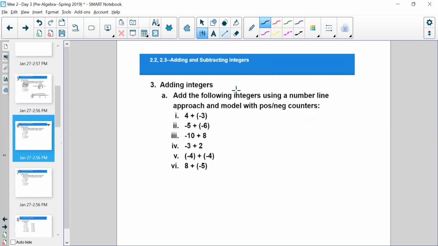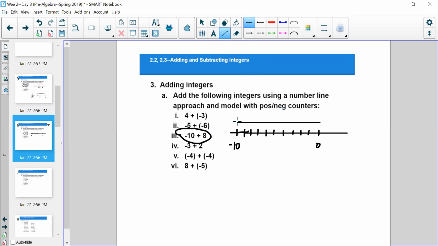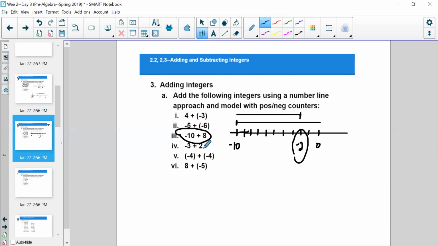So let's look at number 3 and number 4. So I start at 0, and I move to the left 10. 1, 2, 3, 4, 5, 6, 7, 8, 9, 10. So I move to the left 10. But then I've got to turn around and move back to the right 8. So 1, 2, 3, 4, 5, 6, 7, 8. Notice where you're going to stop. You're going to stop here at -2. And so -10 plus 8 would be -2.